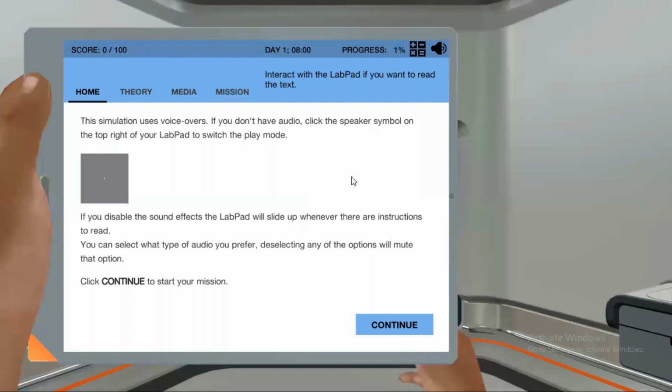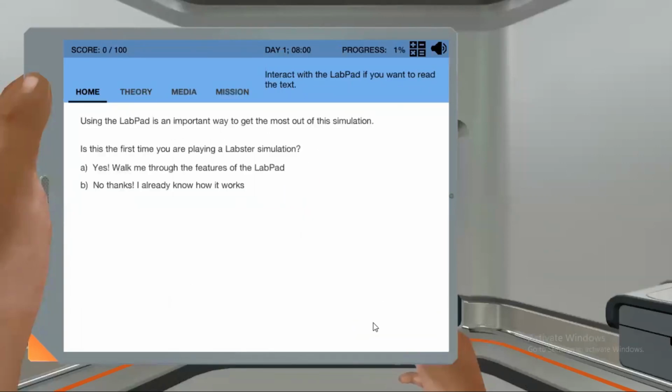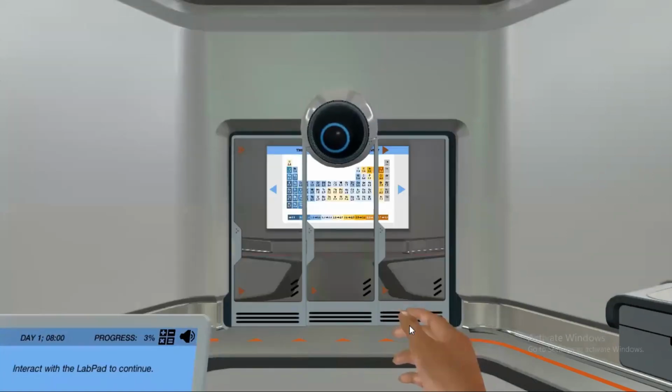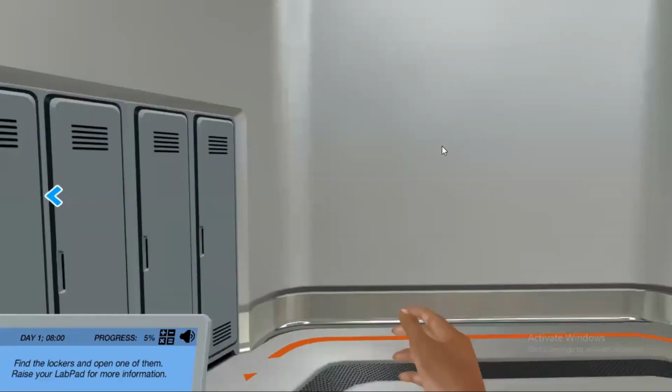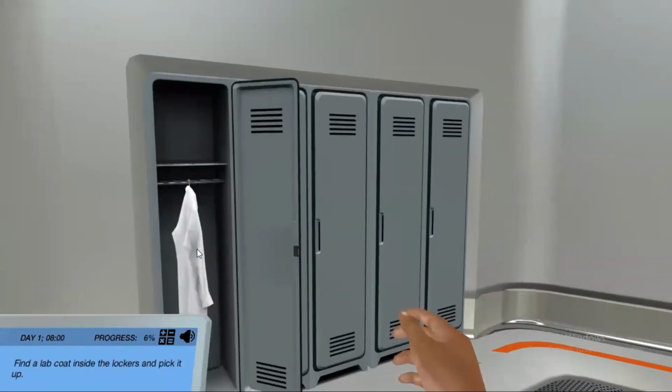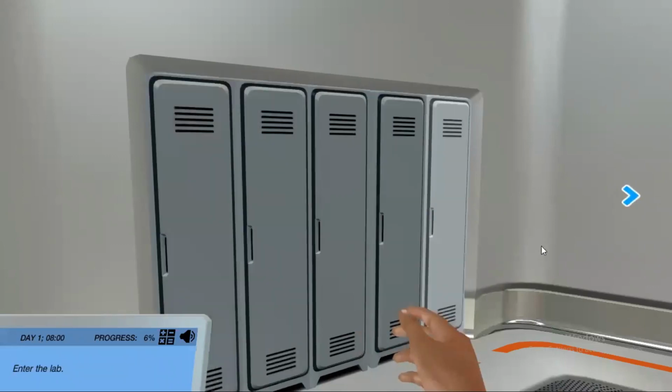This simulation uses voiceovers. Using the lab pad is an important way to get the most out of this simulation. Is this the first time you are playing a Labster simulation? Perfect. Then let's get started with your first mission. Find the lockers and open one of them. Raise your lab pad for more and find a lab coat inside the lockers and pick it up. Enter the lab.